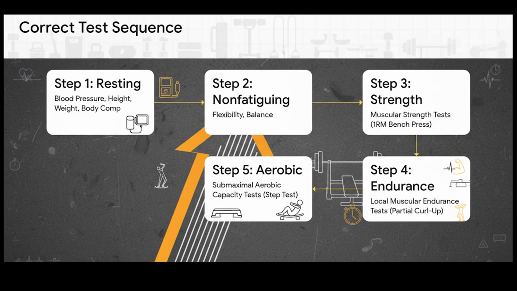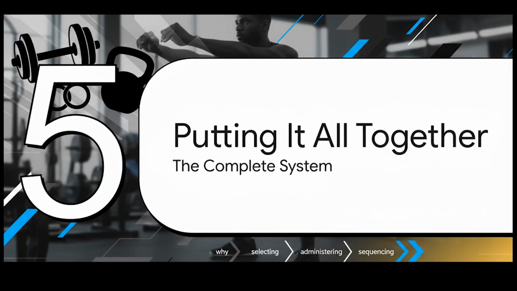And here it is. This is the sequence you need to know inside out. We start with things that require no effort, resting tests like blood pressure and body comp. Then we move to stuff that's not tiring, like flexibility. From there, we ramp it up. Muscular strength, then muscular endurance. And we always finish with the hard stuff, the aerobic capacity tests. It's a simple progression from least tiring to most tiring. Get this order right.